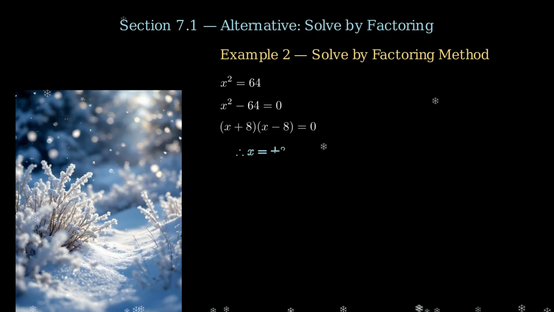factoring. First, we subtract 64 from both sides to get x squared minus 64 equals 0. Next, we factor this difference of squares into x plus 8 multiplied by x minus 8 equals 0. Using the zero product property, either x plus 8 equals 0 or x minus 8 equals 0. This results in x equals 8 or x equals negative 8, which means x equals plus or minus 8.